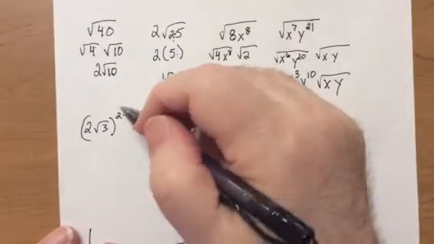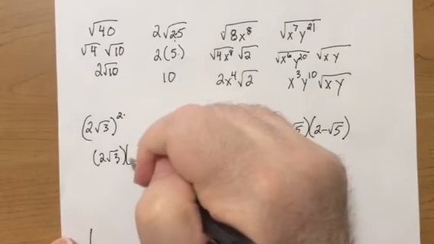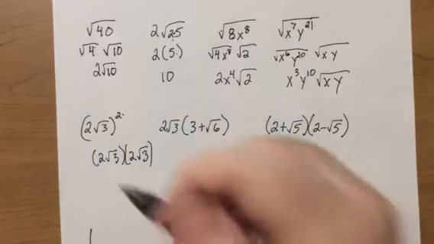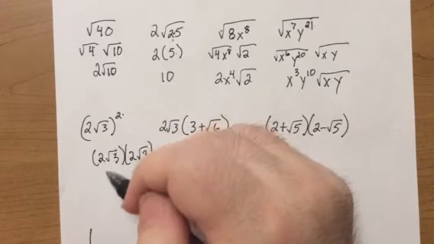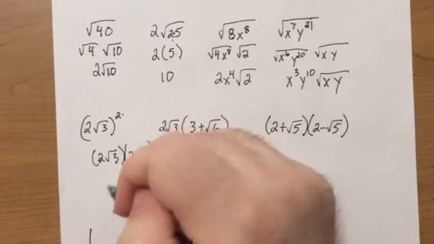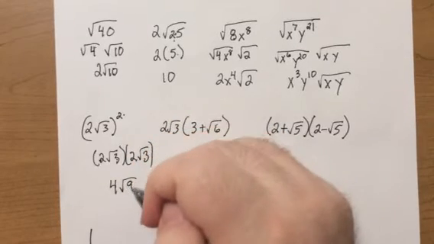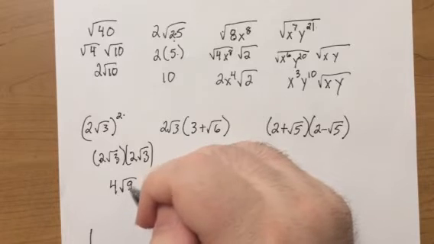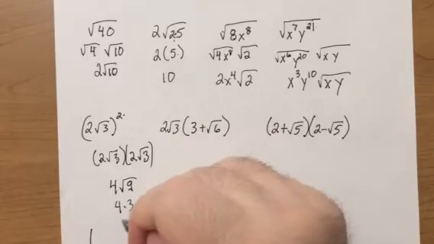Now square means write it twice, make it nice. So 2 times 2. There's no pluses or minuses in here, so I'm going to have no pluses or minuses in the answer. 2 times 2 is 4. Square root of 3 times square root of 3 is square root of 9. But 9 has two 3's in it. So square root of 9 is 3 because there's two 3's in there when you multiply together. So it'd be 4 times 3 is 12.